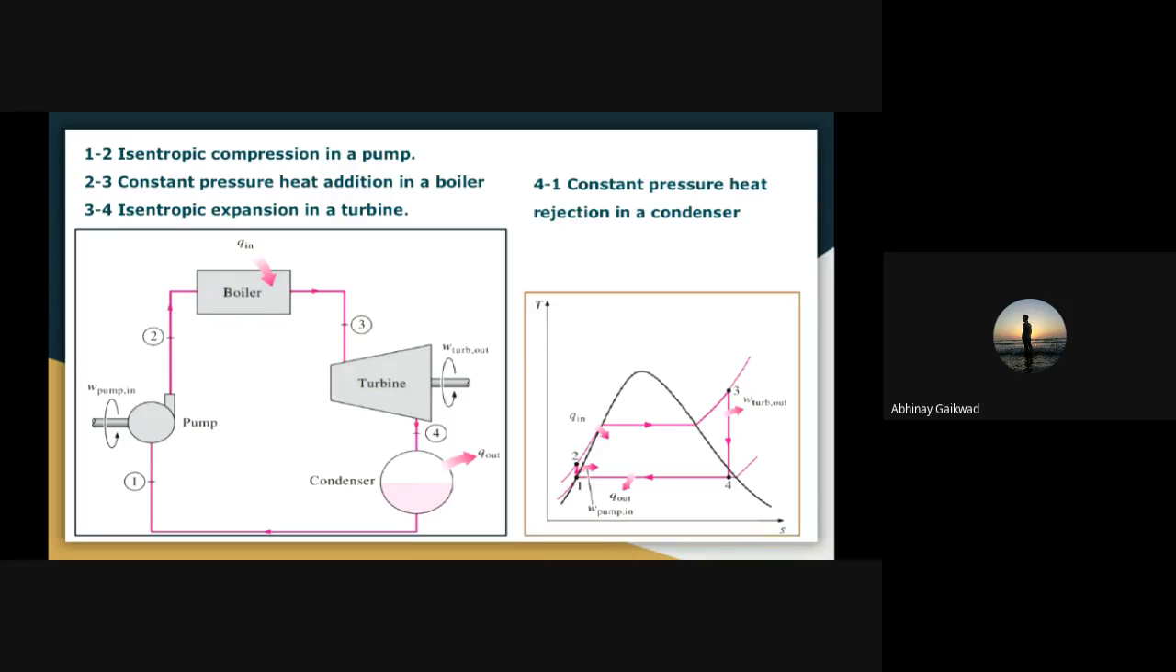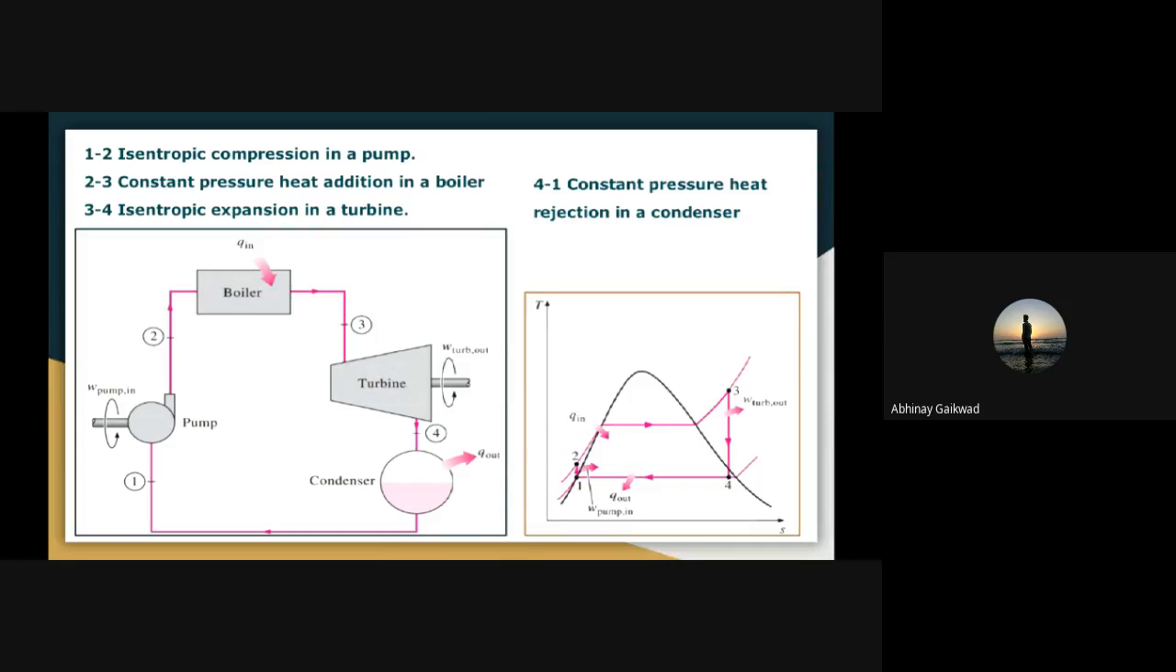Now, the boiler is basically a large heat exchanger where heat originating from the combustion of gases in a furnace, or from a nuclear reactor or other sources, is transferred to the water at constant pressure. So we get that line from 2 to 3 in the T-S diagram. This line is a constant pressure line, where heat addition occurs in the boiler.